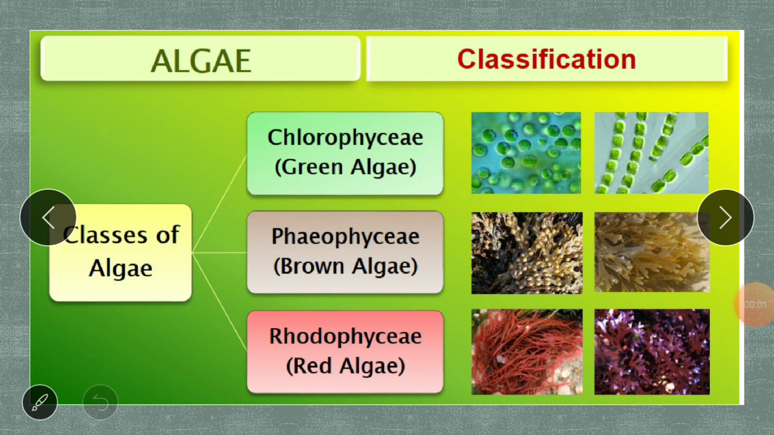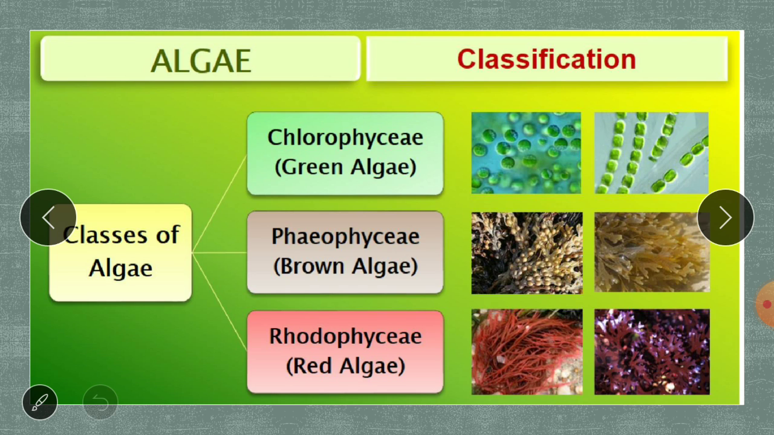Hello dear students. In the last video, we studied about the algae in Chapter 3, Plant Kingdom, of Unit 1, Diversity in the Living World. So let us continue with the next part in Chapter 3 Plant Kingdom, that is about the types of algae.